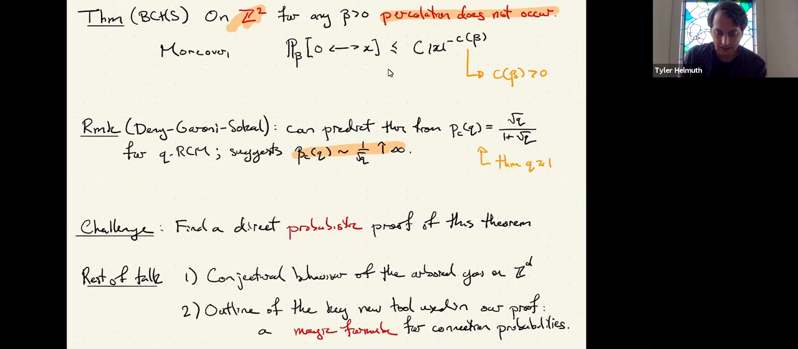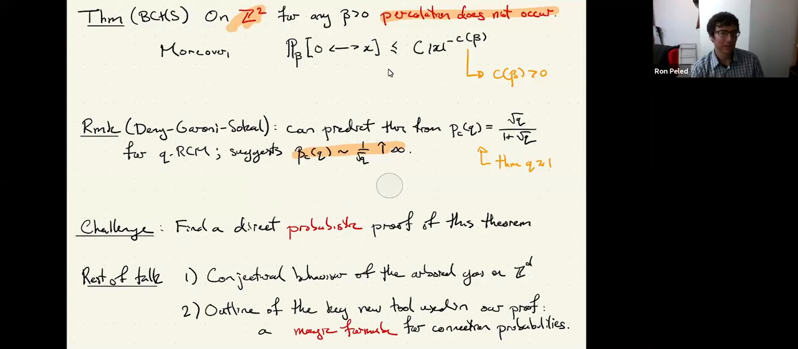But I have no idea how to make that into a theorem, because you would have to know in advance something about the critical point and its continuity as you go to 0 in q.